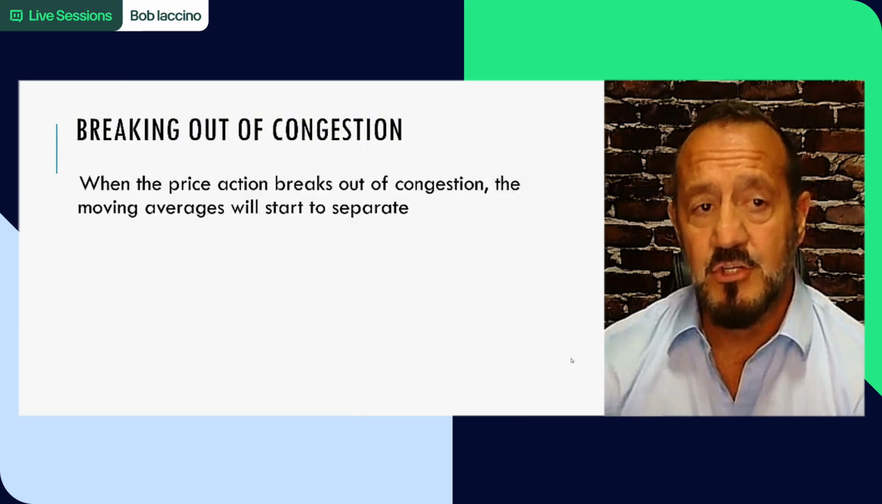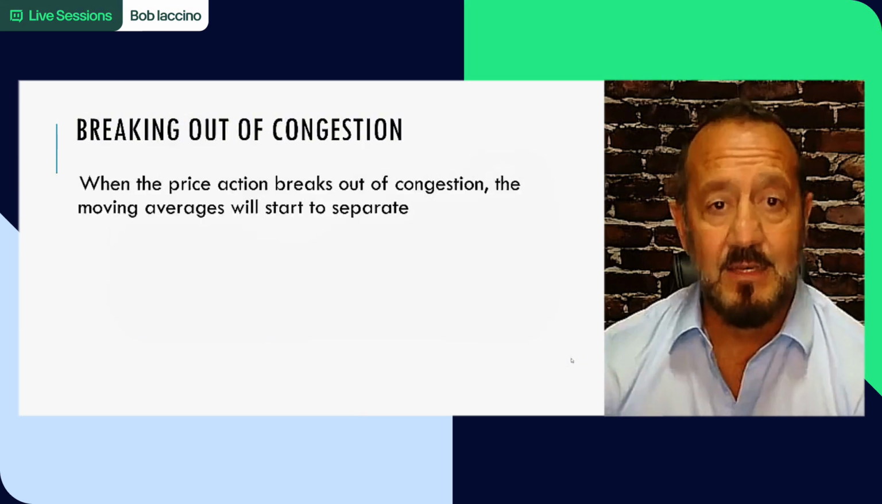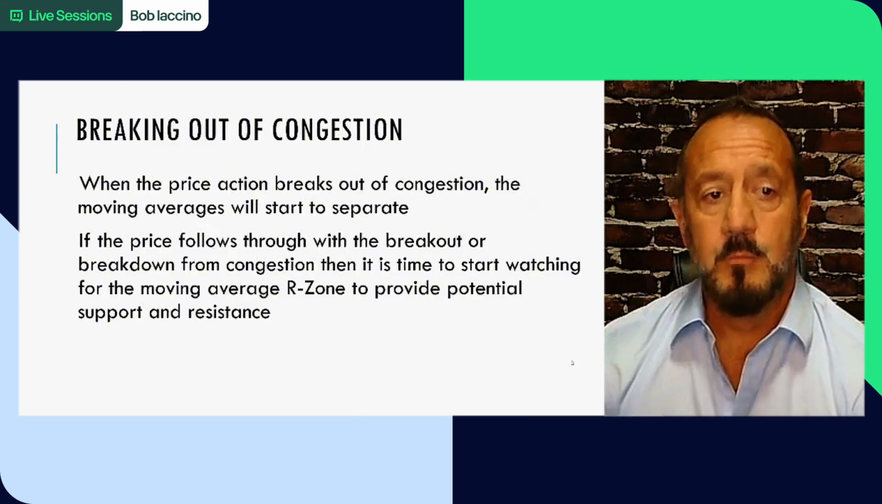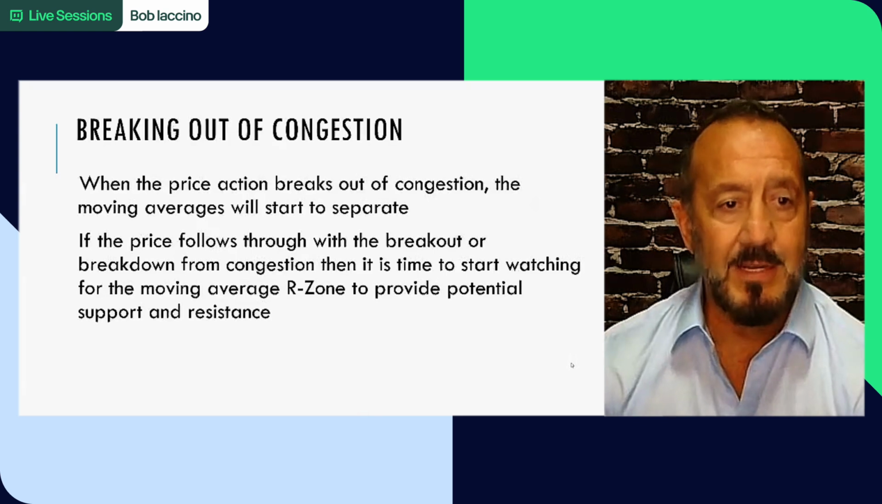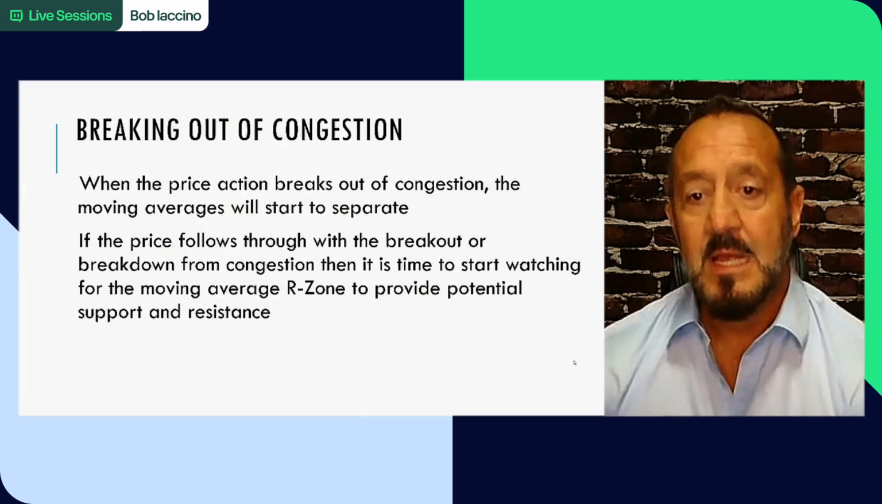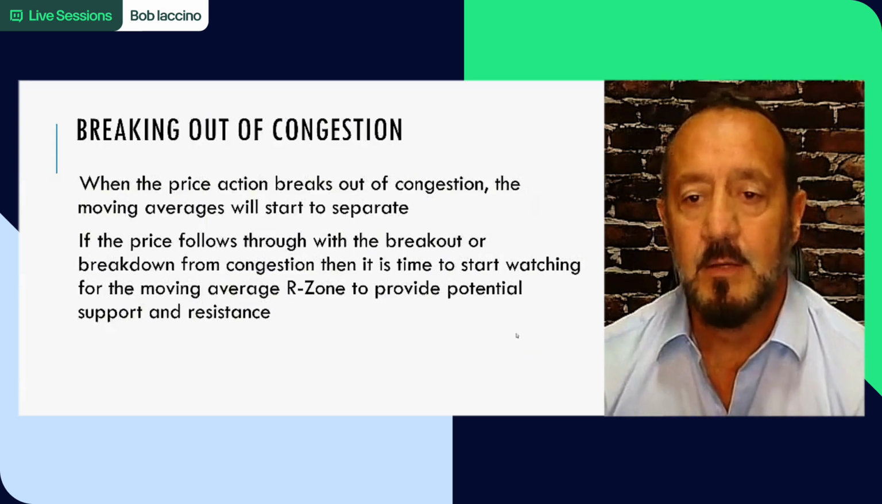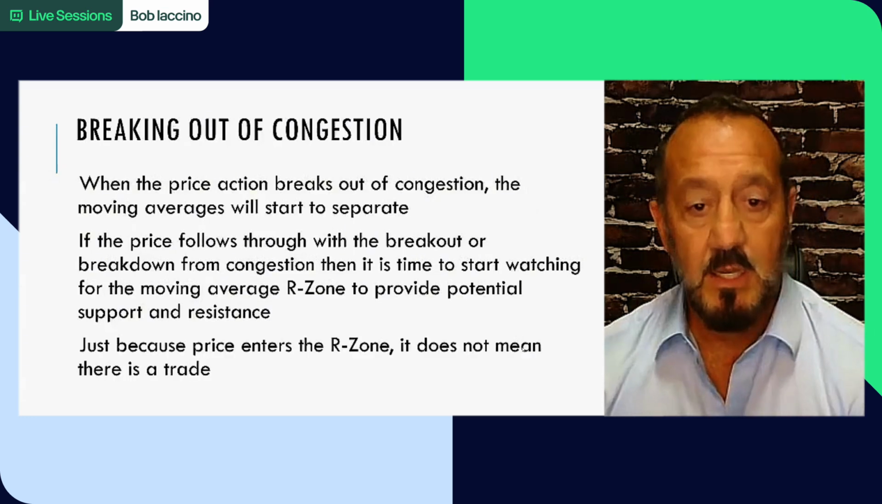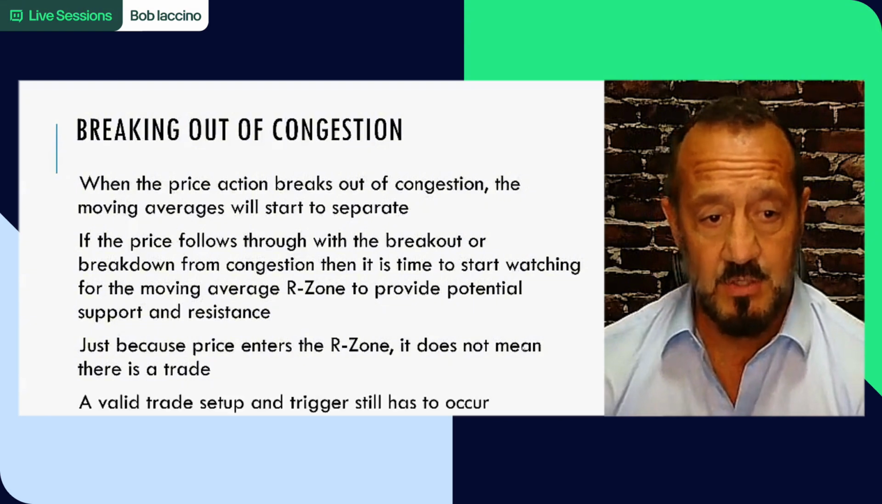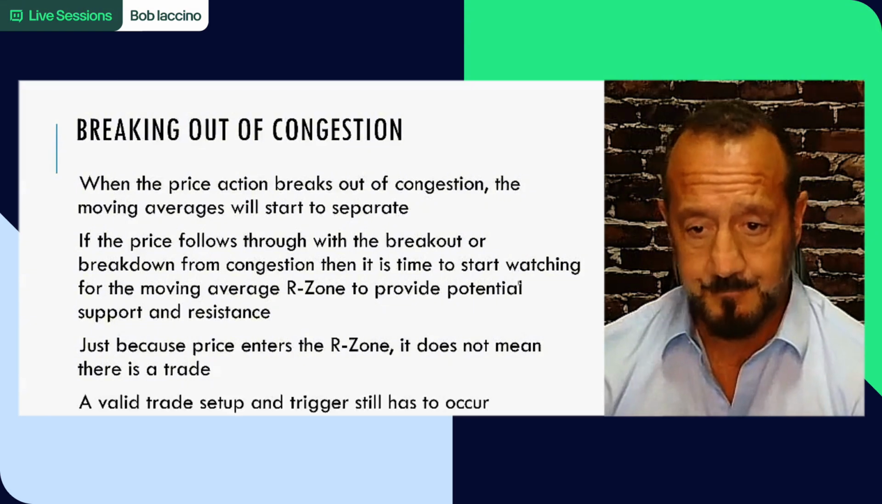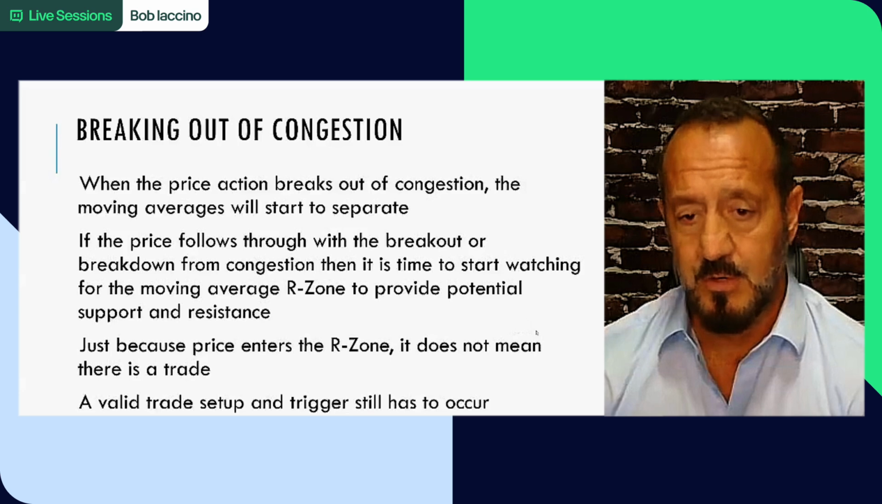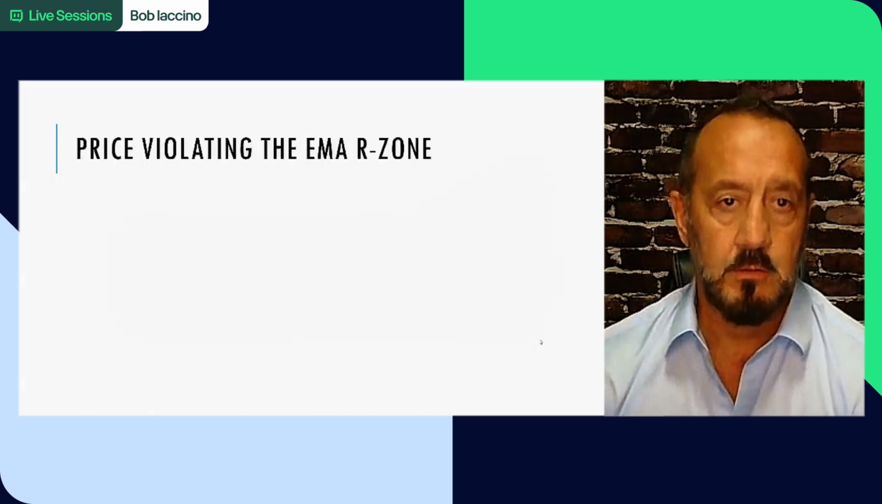Now, breaking out of congestion, you can see that they will start to separate. Price action will follow through with the breakout or breakdown from congestion. Then it's time to start watching for the moving average R zone to provide potential support and resistance. Just because price enters the R zone, it doesn't mean there is a trade. A valid trade setup and trigger still has to occur.